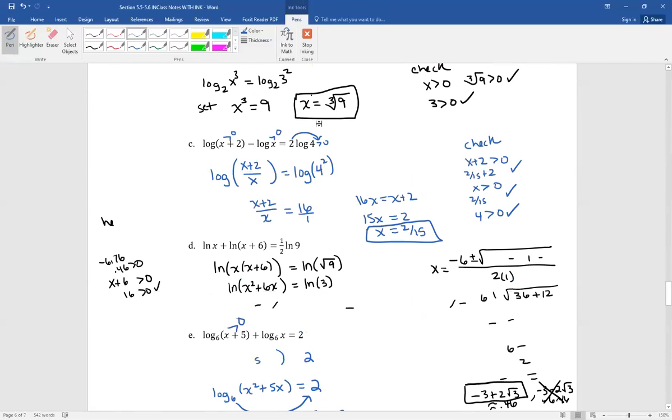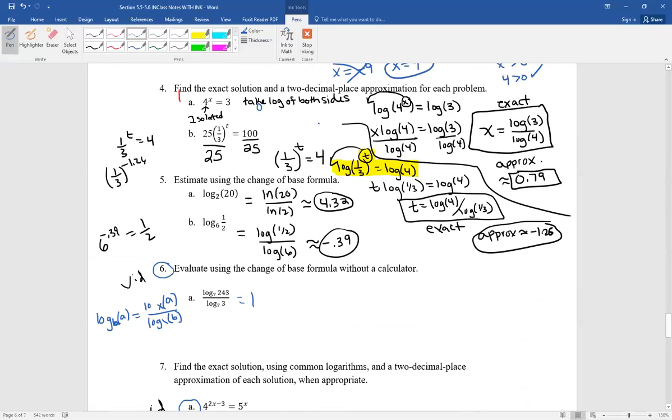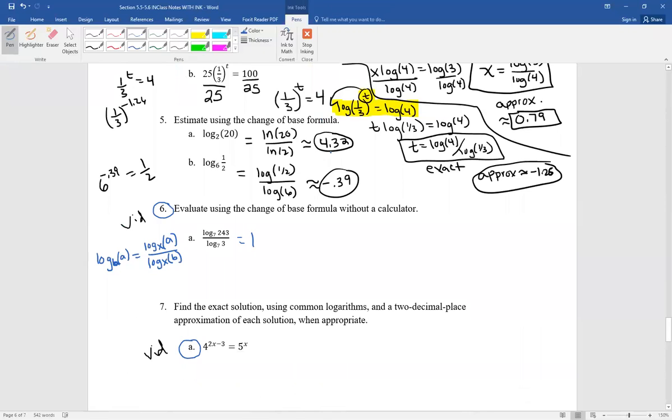Lots to skip through. There we go. So it's going to be log base 3 of 243. I don't know why the ink's not working. There we go. And if 243 is 3 to some power, then we can evaluate this log really quickly.